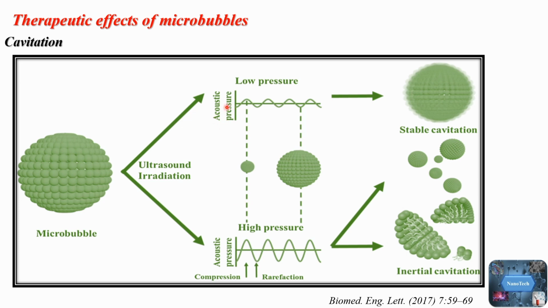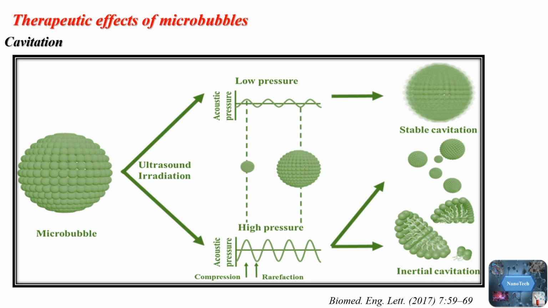There are two types of cavitation: stable and inertial. Stable cavitation gently moves the cell membrane, creating tiny flows near cells and making the membrane more permeable. In contrast, inertial cavitation causes the microbubble to collapse forcefully, generating pressure that can create temporary pores in the cell membrane. When an acoustic field acts on a fluid with gas bubbles and these bubbles experience forces, they can be moved across the cell membrane.